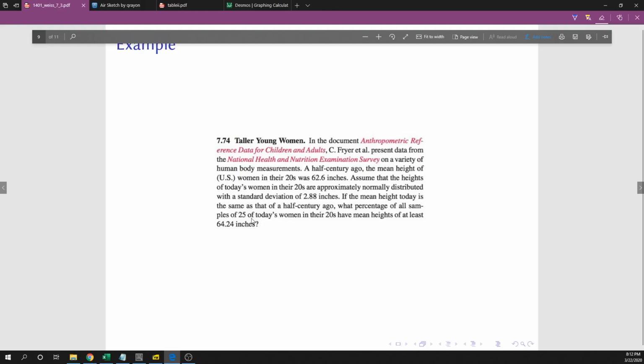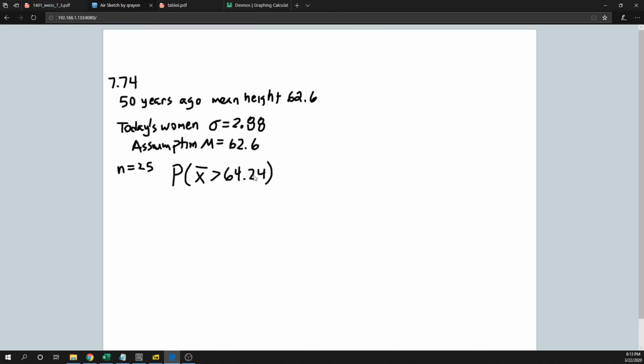What percentage of all samples of 25, so n equals 25, of today's women in their 20s have mean heights of at least 64.24. Okay, so we take a sample of 25 of today's women in their 20s and we measure their heights and take the sample mean. We want to know what's the probability that the sample mean is greater than or equal to 64.24. So what's the probability that x-bar is greater than 64.24? All right, so that's a lot of stuff.